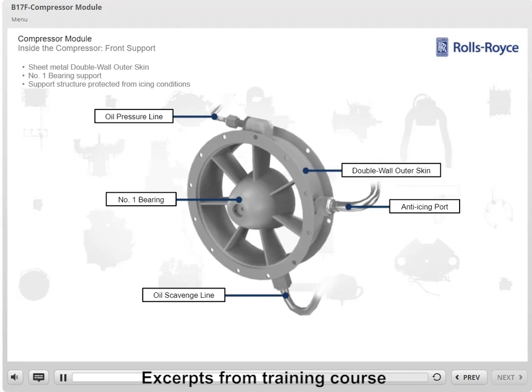During icing conditions, the anti-icing valve, mounted on the lower right side of the diffuser scroll, delivers hot compressor discharge air to a fitting on the compressor front support. Anti-icing air is distributed around the support through the cavity formed by the double-wall outer skin. Anti-icing air flows from this cavity into the hollow struts and is exhausted either out of slots on the trailing edge of the struts or through the front of the double-wall inner hub into the compressor airflow.